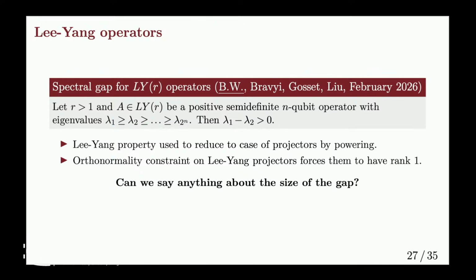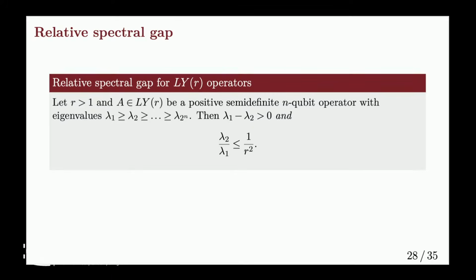And now we want to ask, can we say anything about the size of the spectral gap? The answer is yes. Not about the absolute gap, but about the relative gap. So here's the new theorem from the paper. I would say this is the main technical result, and the adiabatic algorithm as well as the other spectral gap results follow from this. If you have a positive semidefinite Lee-Yang tensor, then the relative spectral gap is bounded above by 1 over r squared, where r is the Lee-Yang radius. The next few slides are somewhat technical. They're going to be a sketch of how you actually do this computation.